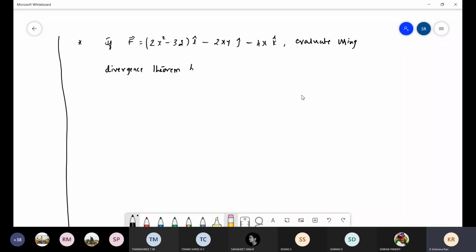Bounded by the plane x equals y equals z equals 0, means all are 0. X equal to 0, y is 0 and z is 0. That is the lower limit 0, and 2x plus 2y plus z equals 4. Take down the solution.